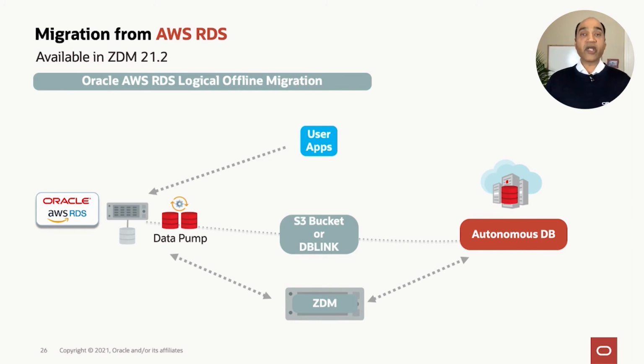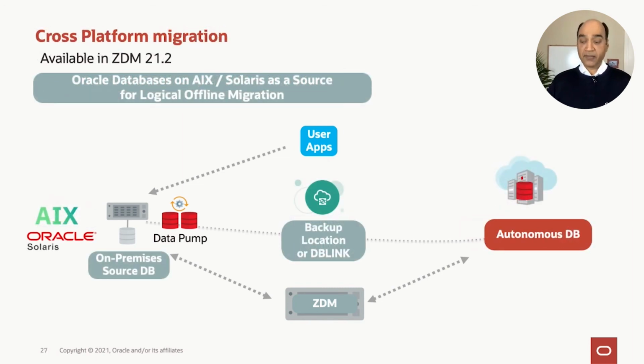In ZDM 21.2, you also have the option of doing an offline migration from AWS RDS to Autonomous. So if you've been running an Oracle database in the AWS RDS service, and you desire to move that database, then you can use ZDM to automate a lot of that migration via the S3 service. It takes a Data Pump export, moves it to S3, and from within S3, you can import it directly into the autonomous database.